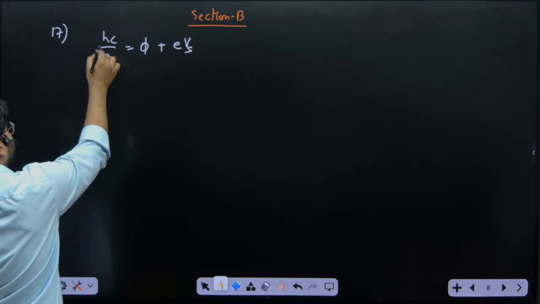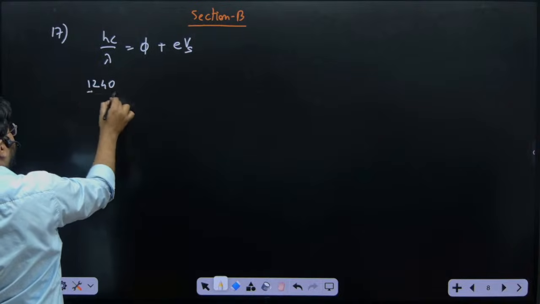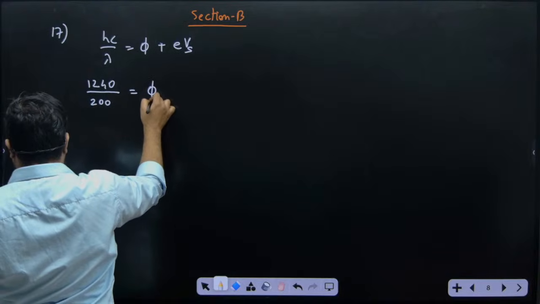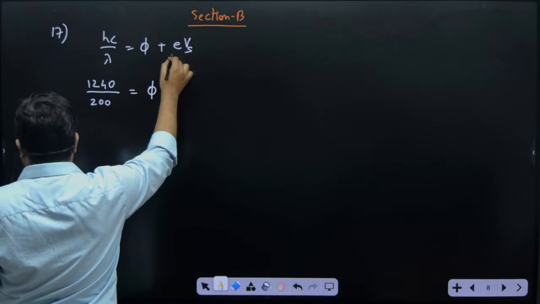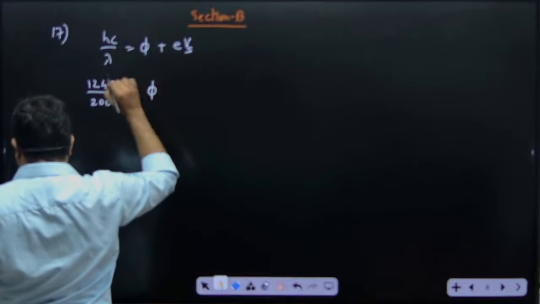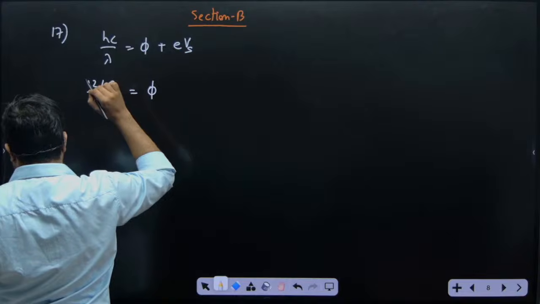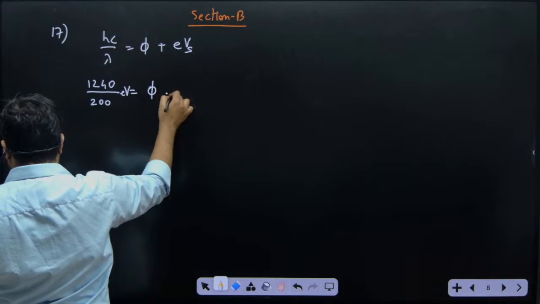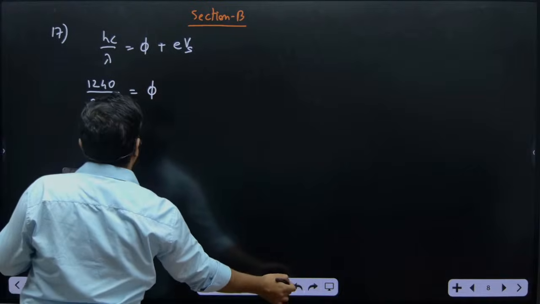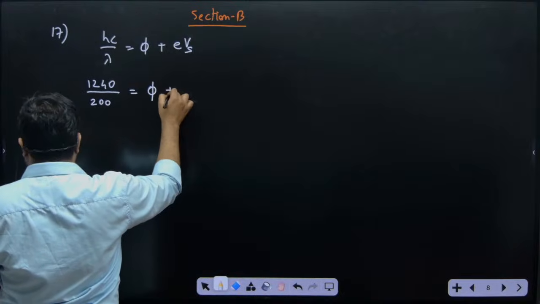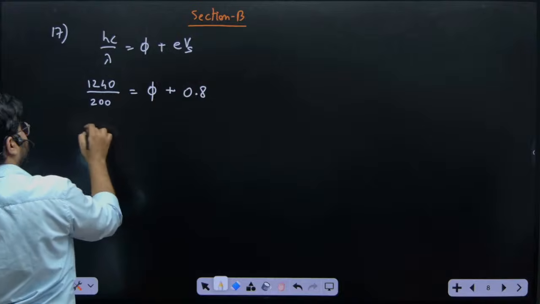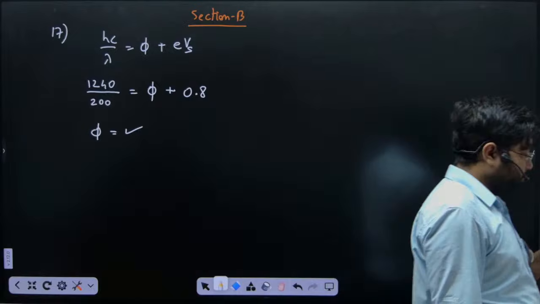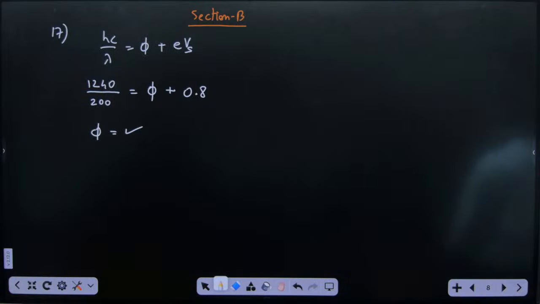You must know this relation. This can be written like this also. Lambda in nanometer is given as 200 nanometer. Work function plus, now we don't write e, we just write eVs. So this is in electron volt. If you just write this in volts, we'll get the answer in electron volts. So this is 0.8. Solving this, you will directly get the answer in electron volts. Simple question.